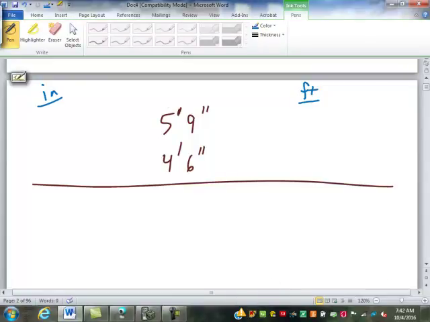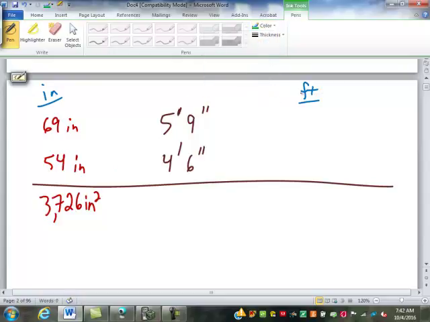Okay, so converting it all into inches. 5 foot 9 is how many inches? 69. 4 foot 6? 54. 69 times 54 is 2,726. Of course, inches times inches is inches squared.